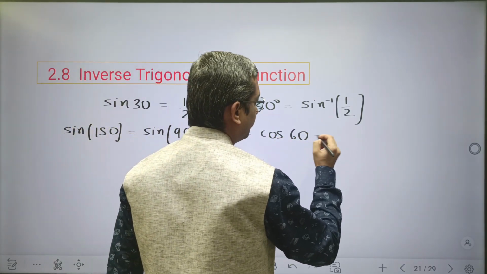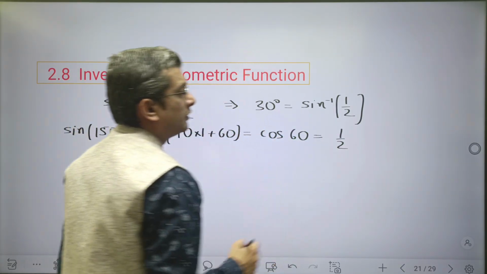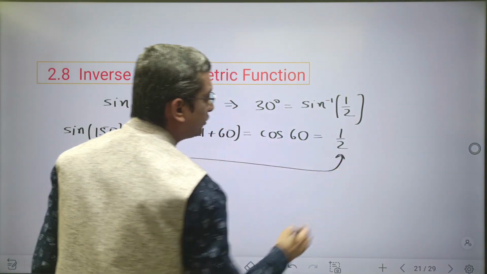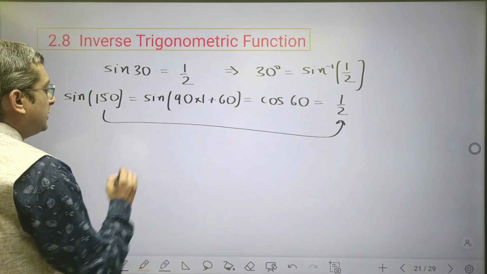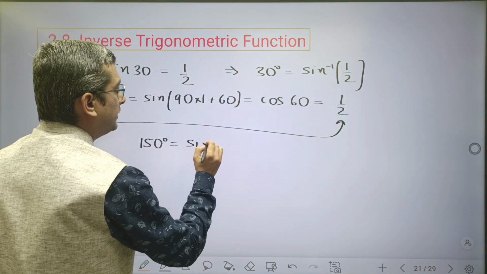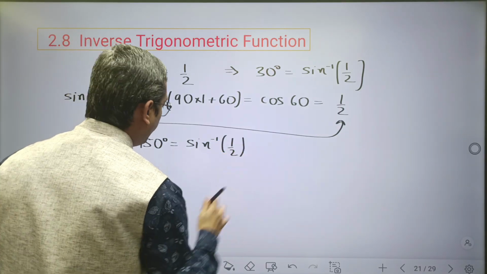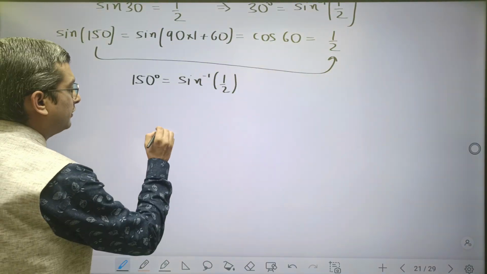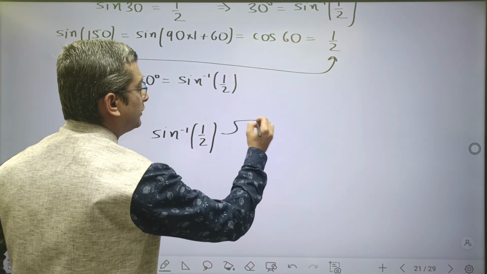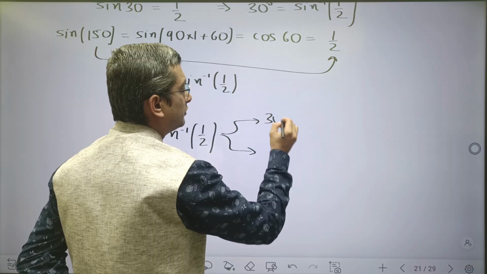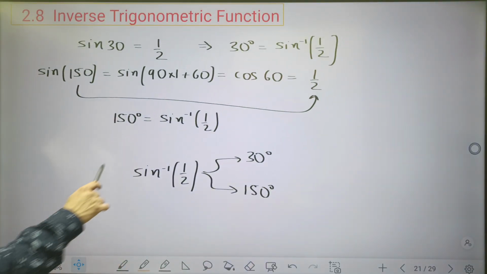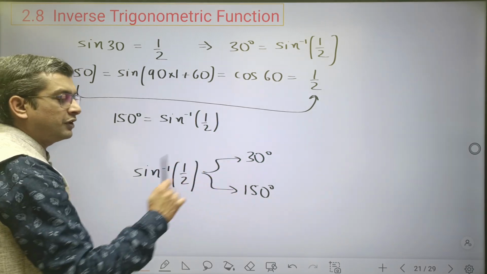So this is cos 60, and this has value 1 by 2. So sine 150 is also having value equal to 1 by 2. So here you can write 150 degree is equal to sine inverse 1 by 2. So what conclusion do we make? If I write sine inverse 1 by 2, then we are having two values. The angle theta may be 30 degree and the angle theta may be 150 degree, because sine 30 is also 1 by 2 and sine 150 is also 1 by 2.